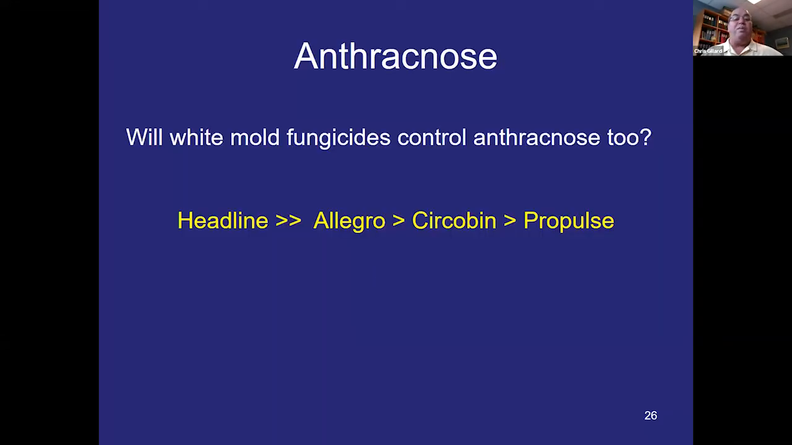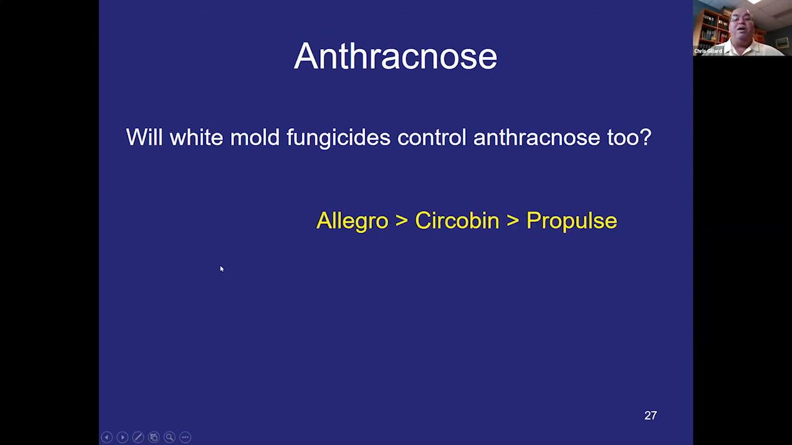So to rank them, Allegro and Cercoben probably equal, but maybe a slight nod to Allegro over Cercoben. Both of them definitely superior to Propulse. Yeah, I put Headline here. It probably doesn't belong there because it's not a white mold product. It has no activity on white mold, so there should be probably the best ranking for the white mold fungicides for Anthracnose.